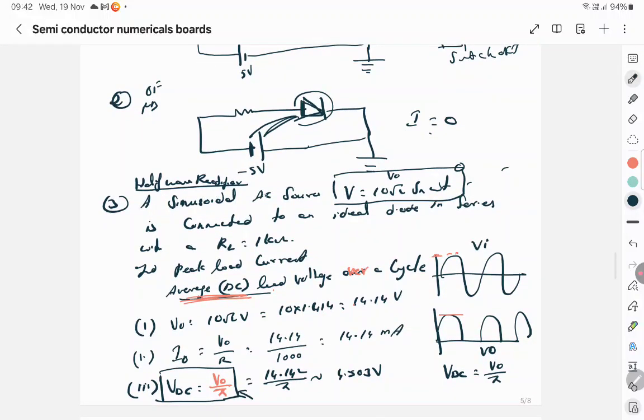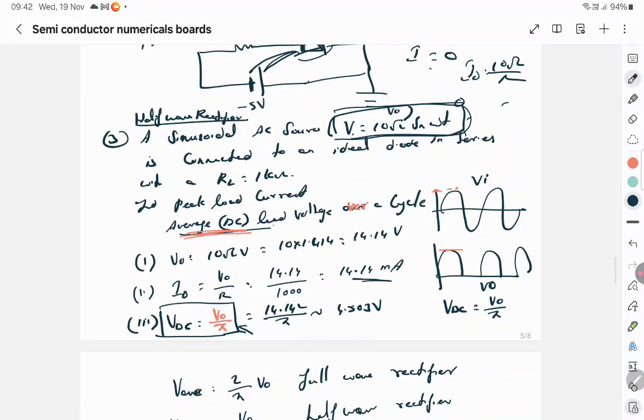They have given this half-wave rectifier where V is equal to V0 sin omega t. The V0 therefore is 10 root 2. If they ask you for a peak voltage, it's 10 root 2. If they ask you for peak current, I0 is equal to 10 root 2 by R, V0 by R. Just get this. Then they are asking for the average load voltage. An average load voltage means DC. We should know the meaning.